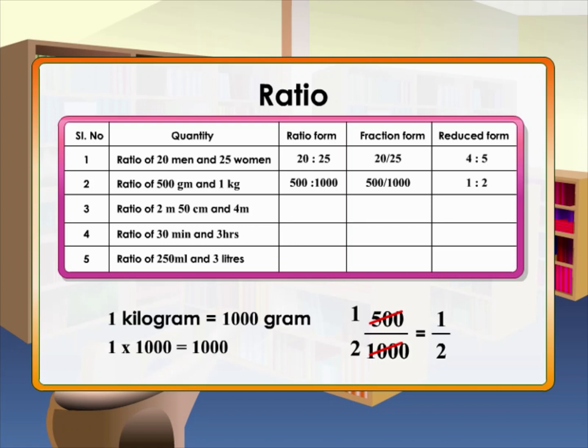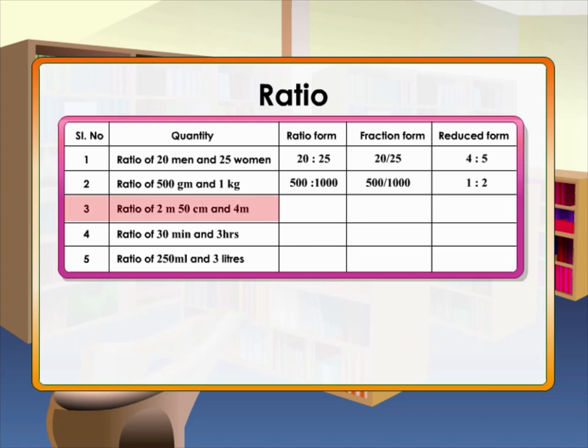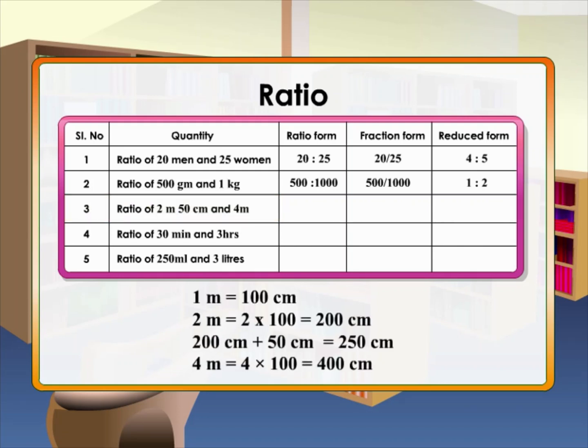So we can write 500 is to 1000 gram in the ratio form and then 500 divided by 1000 gram in fraction form. Ratio of 2 meter 50 centimeter and 4 meter. Both are in different units. So we have to convert meter to centimeter. 1 meter is equal to 100 centimeter. Convert 2 meters as 2 times 100 is equal to 200 centimeter plus 50 centimeter, which is equal to 250 centimeter.